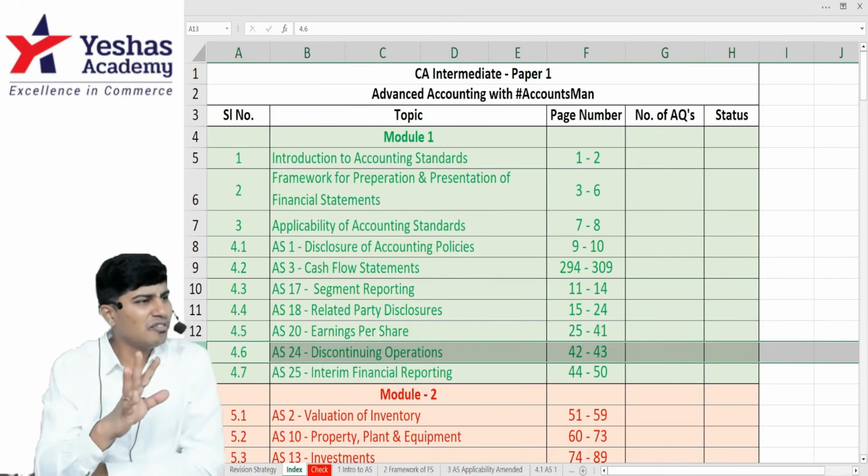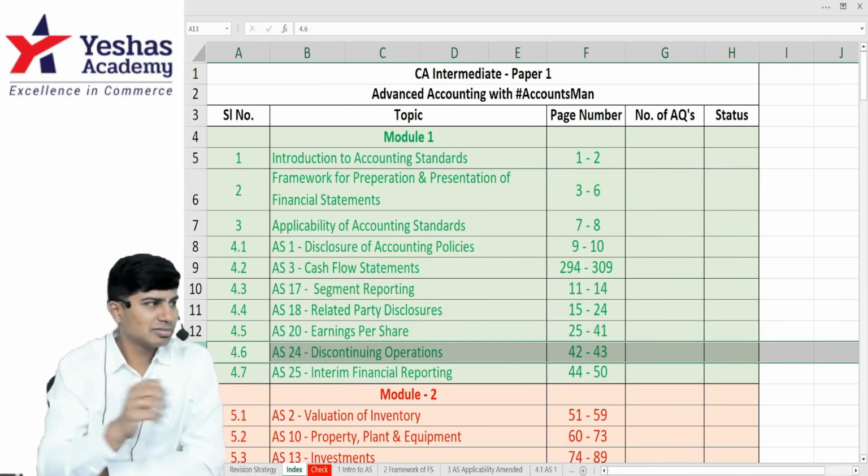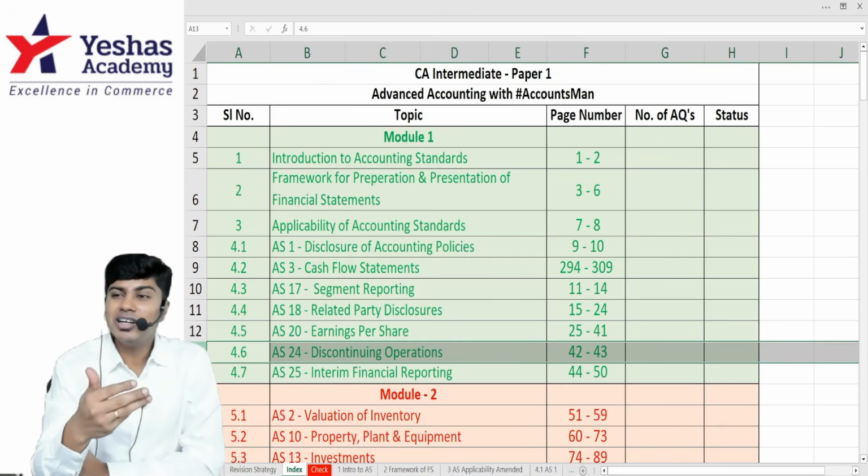Then we have another beautiful standard called AS24, which is very small and not highly asked in the examination. Very, very small. If in case you are discontinuing, not the course, business. For today, you should not talk about such negative statements. You are discontinuing the business.